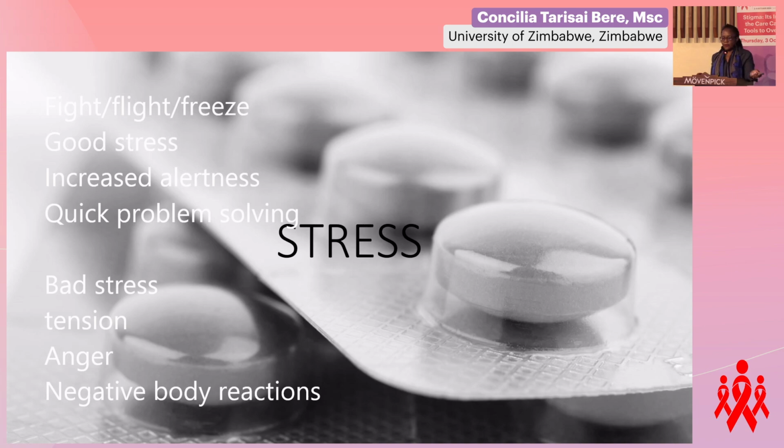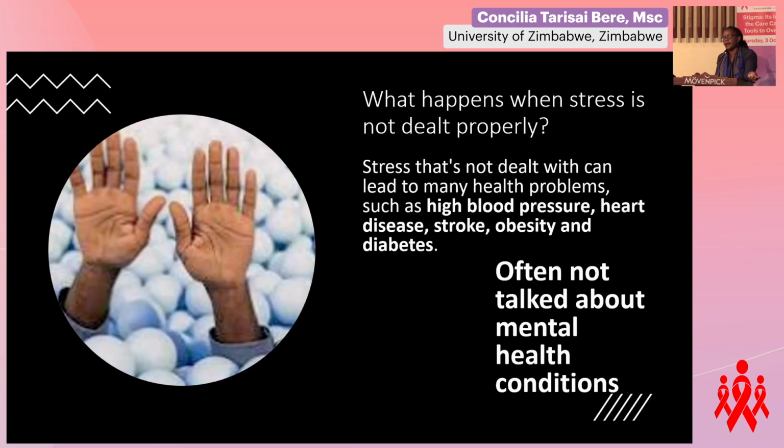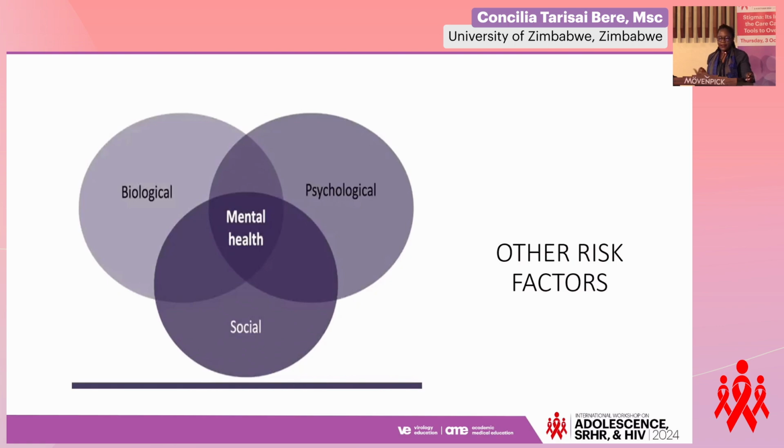So as we know about stress, I don't know if that is visible, we have good stress that will keep you alert and make you problem solve quickly, etc. And we also have bad stress, which in young people usually is seen as anger, frustration, and negative body reactions. If we don't take care of our negative stress, then this is one of the risk factors to common mental problems that we have, especially in young people. So we often talk about stress and highlight how that might cause other problems, but we never really focus on stress and highlight how that might cause common mental problems like depression, anxiety, and others.